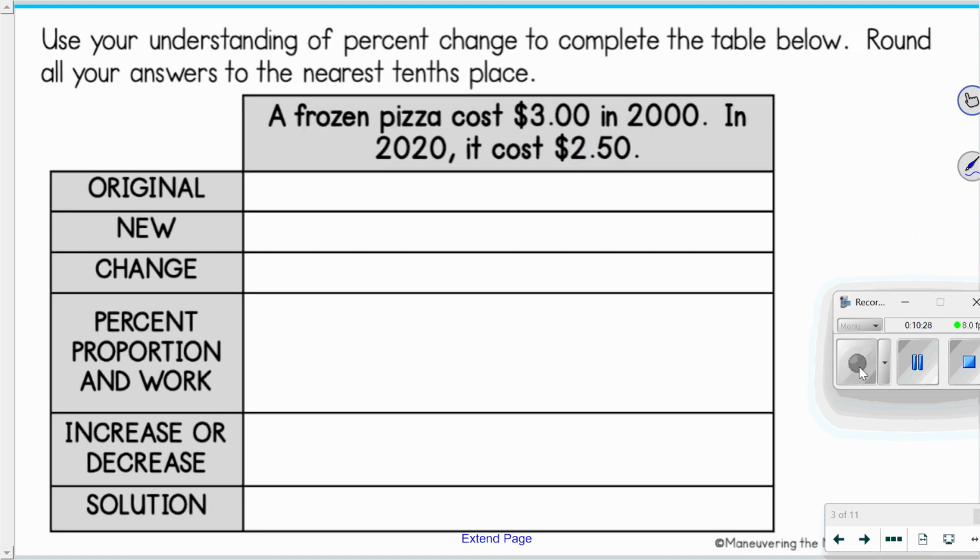Okay, our next one, I like the math on this one's a little bit easier. The pizza cost $3 in 2000. In 2020, it cost $2.50. So what was my original price? Where did it start? $3. Okay. What is my new price?